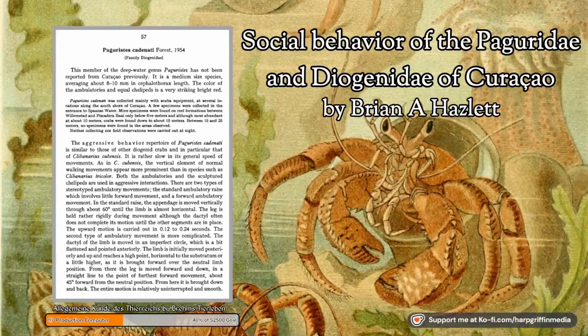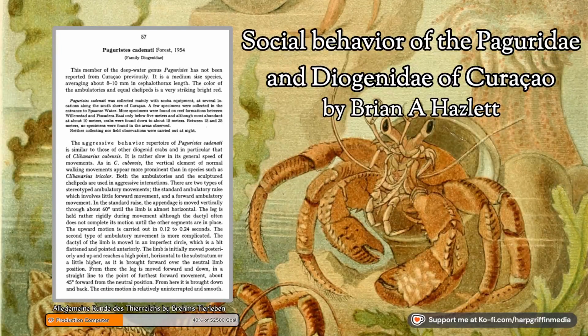Paguristes cadenati, Forest, 1954. Family Diogenidae. This member of the deep-water genus Paguristes has not been reported from Curaçao previously. It is a medium-sized species, averaging about 8 to 10 millimeters in cephalothorax length. The color of the ambulatories and equal chelipeds is a very striking bright red.